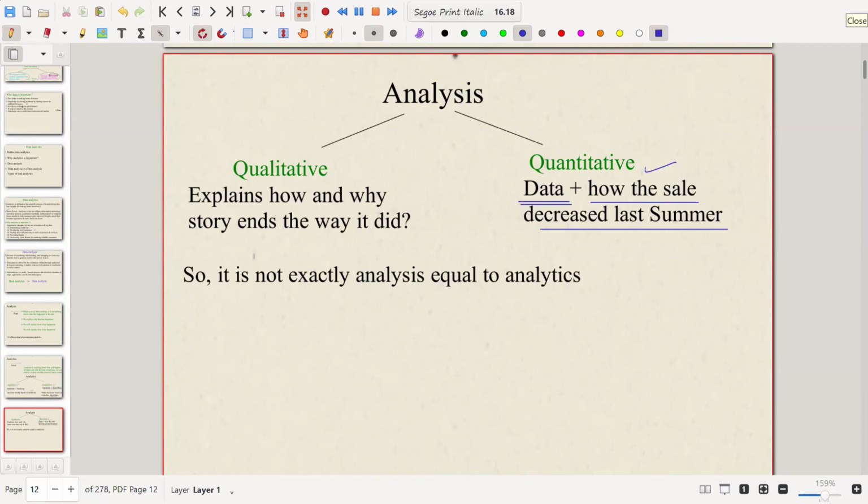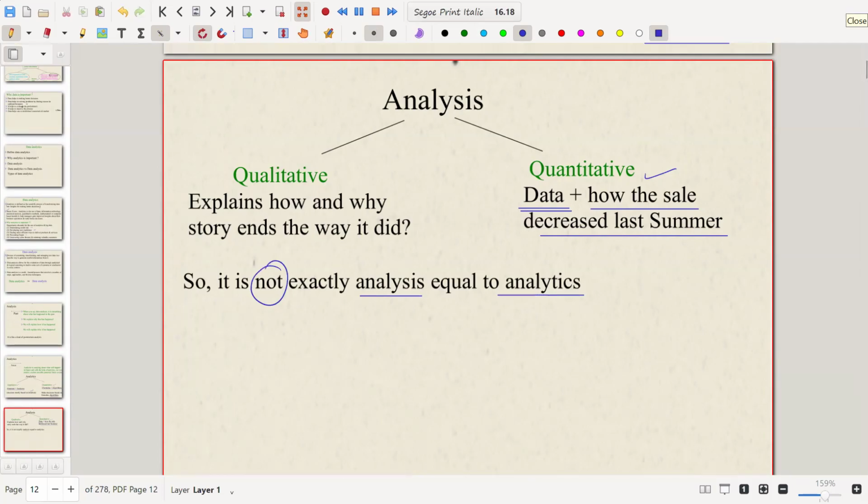So you can clearly see that data analysis is not exactly equal to analytics. I hope it is clear to you now what the difference is between data analysis and data analytics. This is very important. These can be some of the interview questions. They might give you a real world example and ask what you should perform: data analysis or data analytics? If you say data analysis, okay, fine. Now tell me the difference between data analysis and data analytics, right?